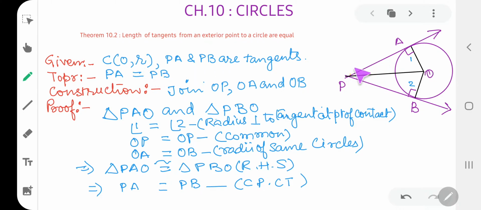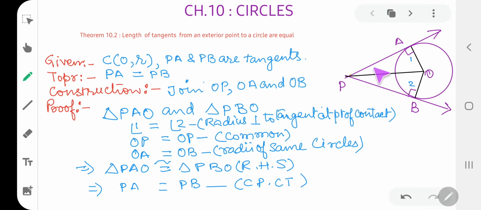Also we are given two tangents from an exterior point P. From this point P we are given two tangents, PA and PB, and we need to prove that the lengths of these tangents are equal, that is PA is equal to PB.